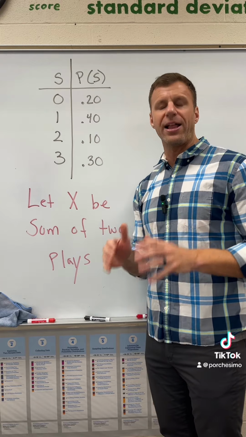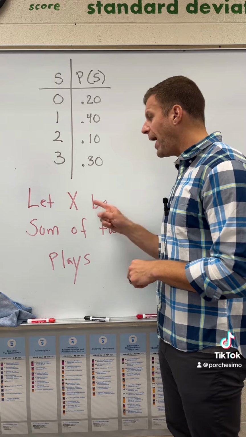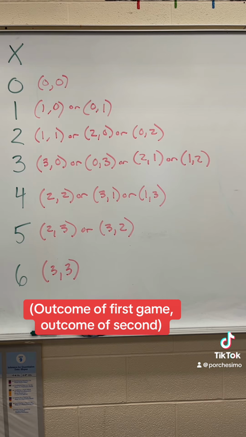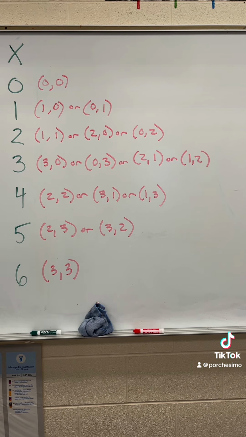So let's actually look at the probability distribution for x, the sum of 2 plays of the game. So here are the different ways that we could get 0, 1, 2, 3, 4, 5, or 6 points. Again, x being the sum of playing the game twice. There's only one way to get a 0: 0 the first, 0 the second. There's 2 ways to get a 1: 1, 0, or 0, 1. There's 3 ways to get a 2, because you get a 1 and then a 1, or 2, 0, or 0, 2.